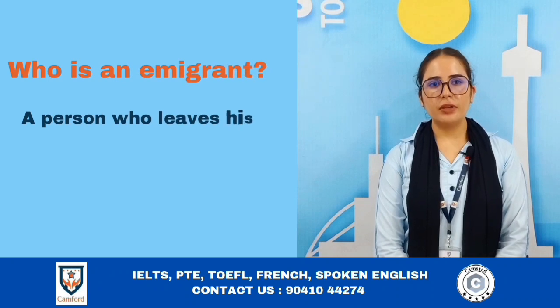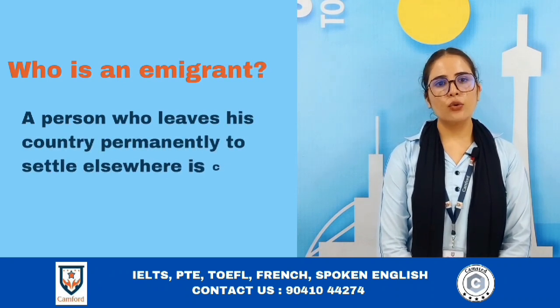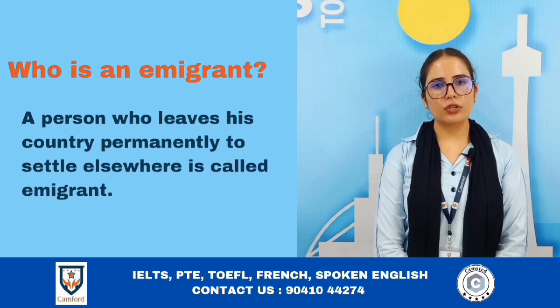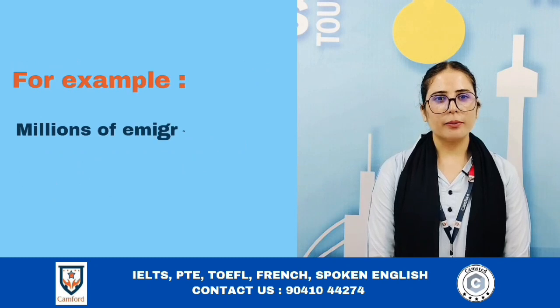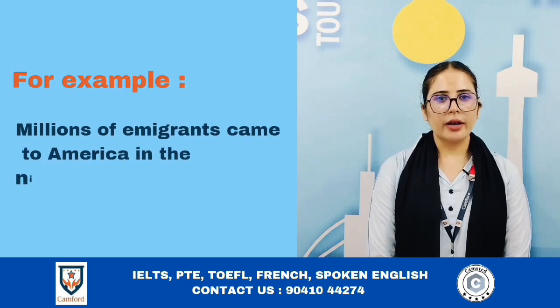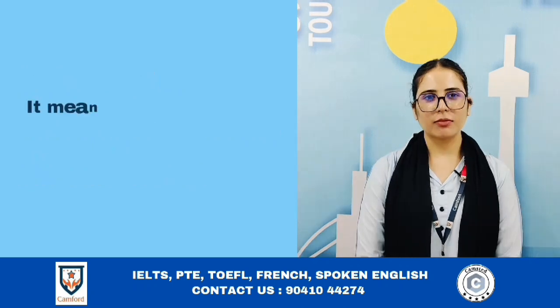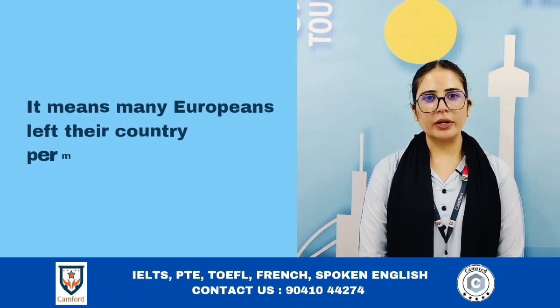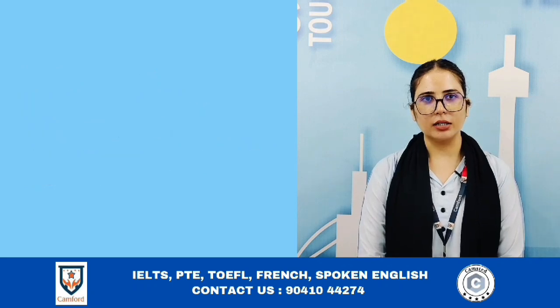Now, emigrant. The word with E is a person who leaves his country permanently to settle elsewhere. For example, millions of emigrants came to America in the 19th century. It means many Europeans left their country permanently and settled down in America.